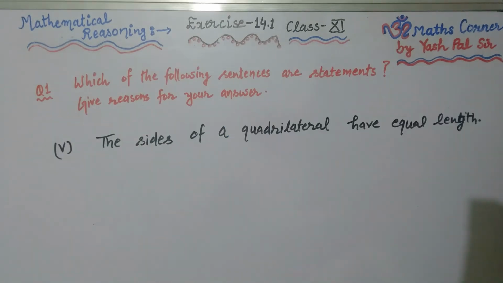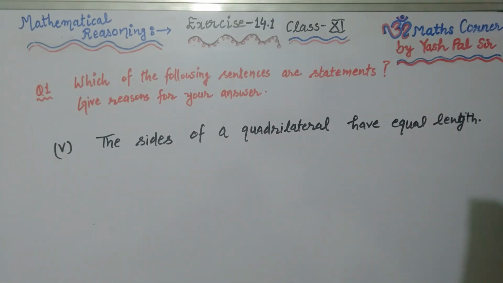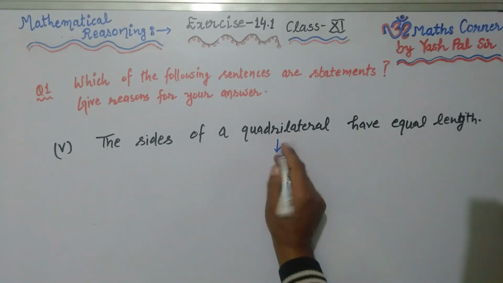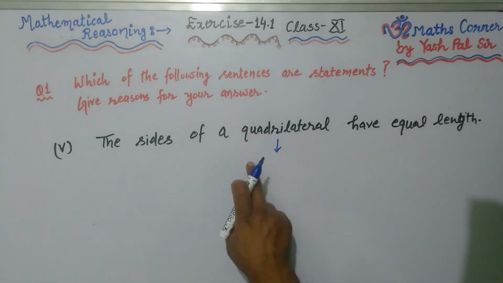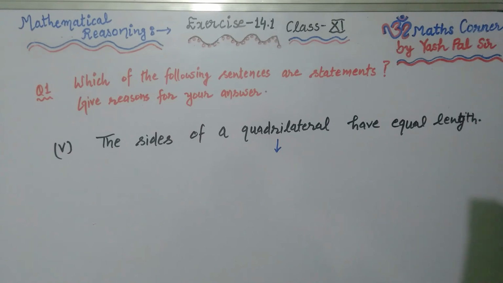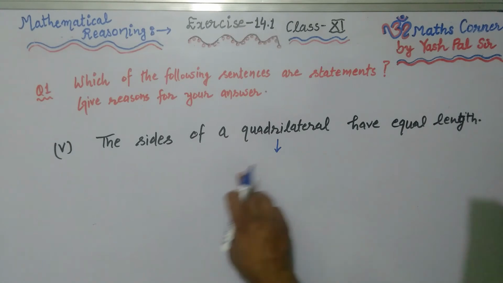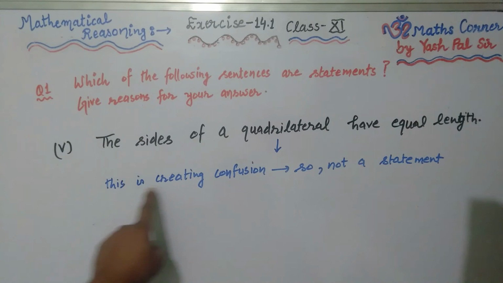Next is: The sides of a quadrilateral have equal length. Again, we cannot immediately reply true or false, because a quadrilateral is a four-sided closed figure. If it is a square, then each side has equal length. If it is a rhombus, even then each side will be equal. But if it is a parallelogram, then we cannot say. It means confusion. We can say this is creating confusion, so this is not a statement.